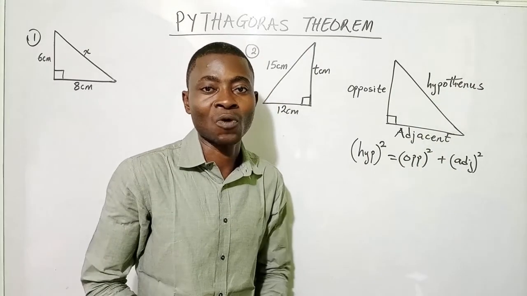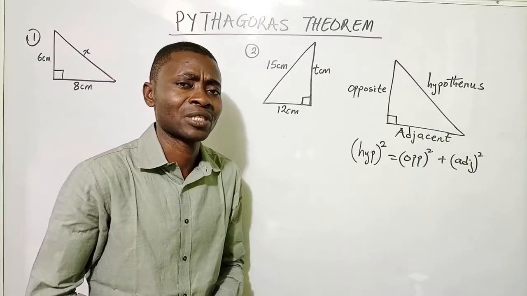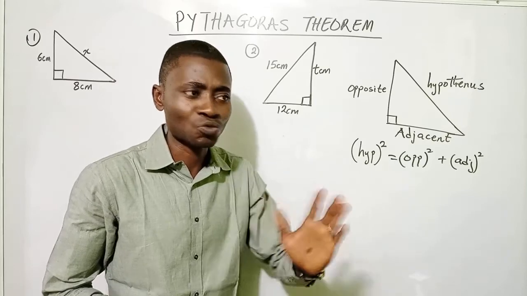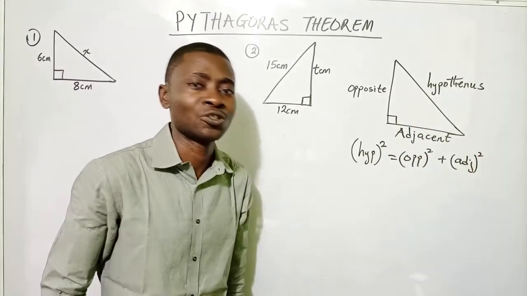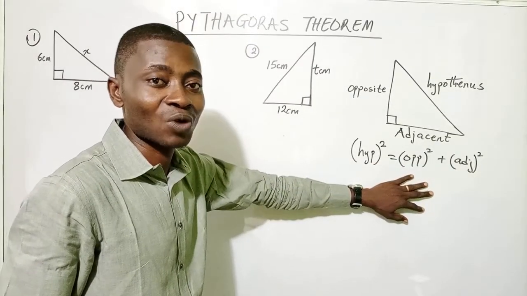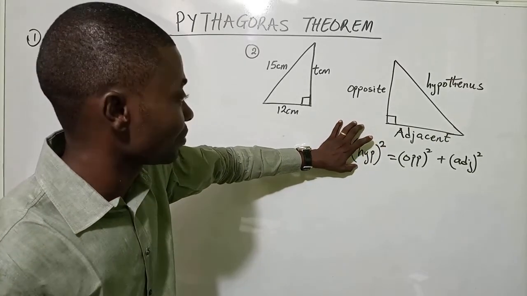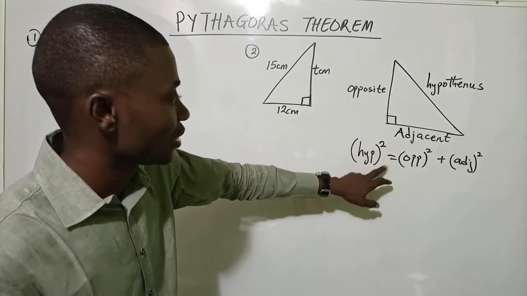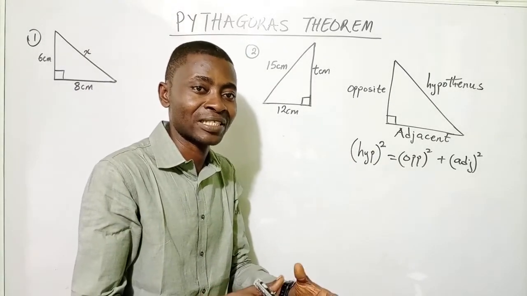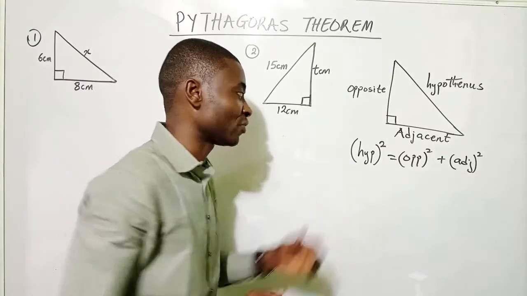So what is expected of us? To make it easier, it's good you know the formula first, because sometimes you might be given the opposite and the adjacent and you are looking for the hypotenuse. Having known the theorem, that the hypotenuse square is equal to its opposite square plus adjacent square, let's break it down a little so that it will be easier for us to pick the formula and apply it in answering questions involving any of the sides.